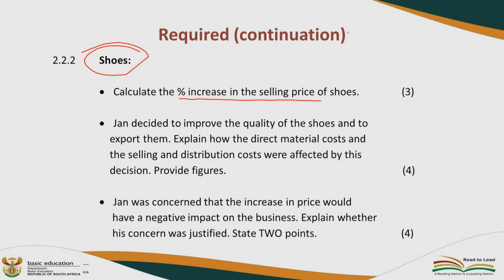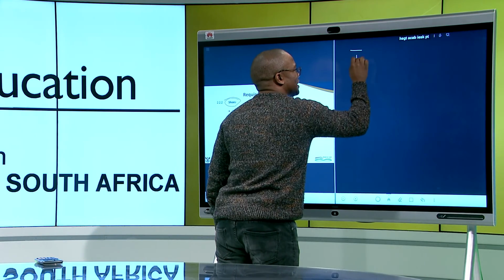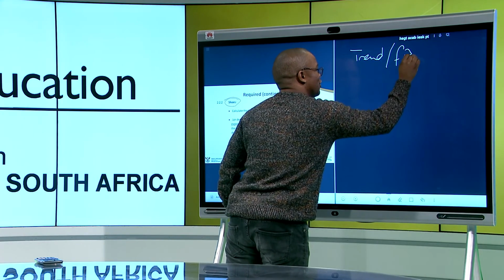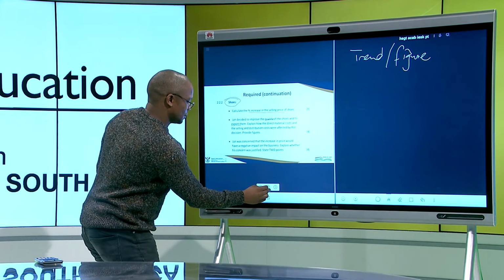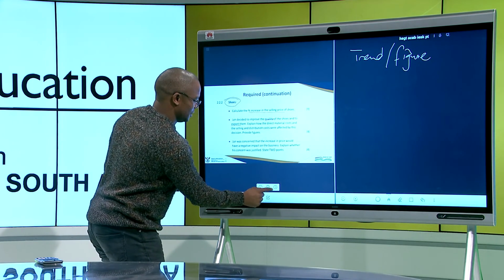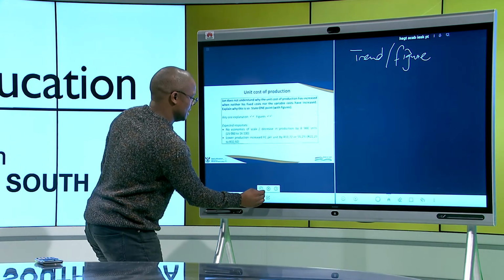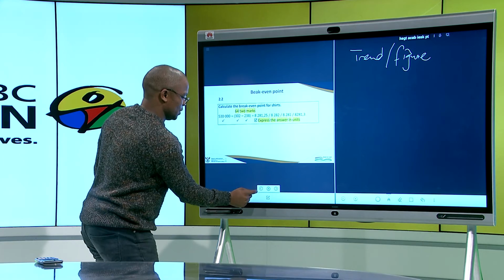And next question, they say, Jan decided to improve the quality of shoes and to export them. The quality of shoes and exporting. Remember, when we export, you must think about selling and distribution. And when we talk about quality, we are talking about direct material. They say, explain how the direct material cost and the selling and distribution cost were affected by this. Remember what I said. The trend, that is number one. Secondly, the figure. Let's check what happened. We are referring to the shoes.